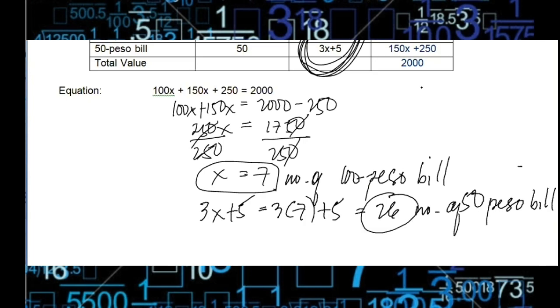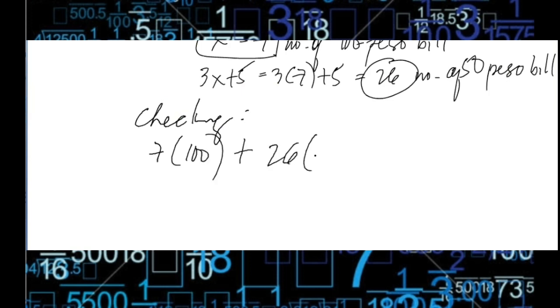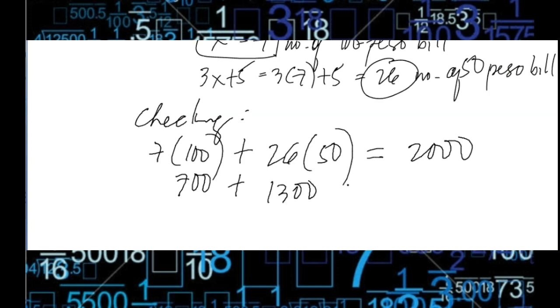Ma'am, paano malalaman kung tama? Checking natin. Yung total value niya, 2,000, no? So, alam natin, 7 piraso yung tig-100. Tama? Plus, 26 piraso yung tig-50. Anong total nilang halaga? 2,000. So, 7 times 100, 700. Plus, 26 times 50, 1,300. Kapag pinag-add nyo ba, 2,000? Oh, yes. Kaya tama nga na yun yung mga nawawalang sagot.